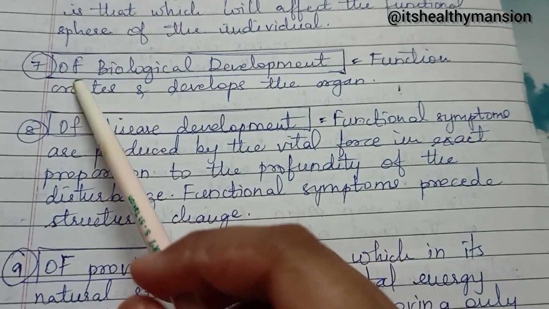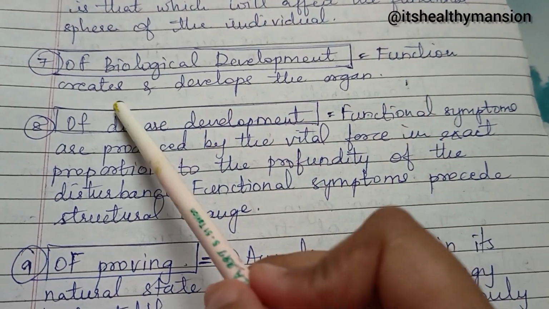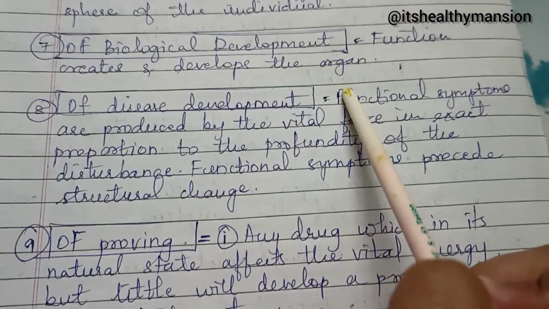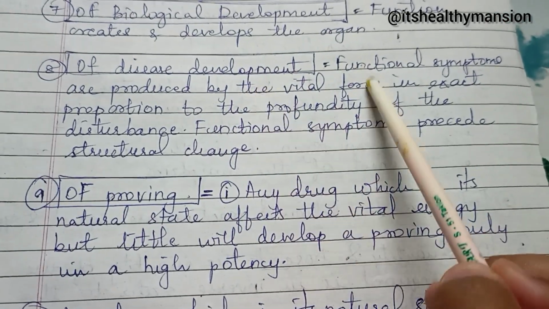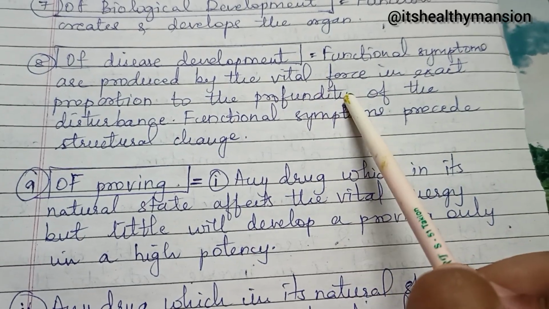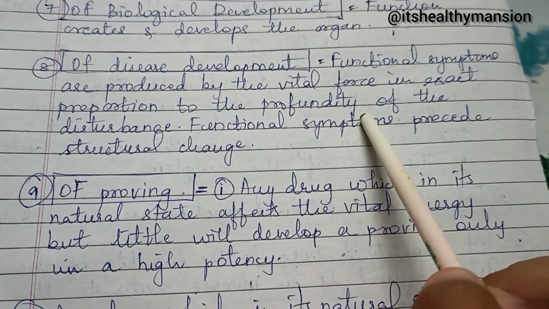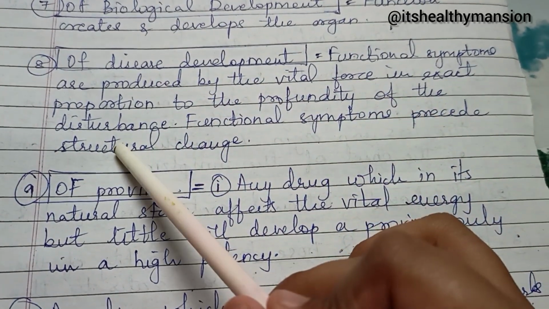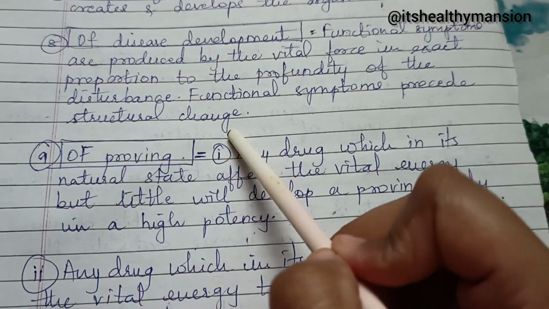Now next, the law of biological development states that function creates and develops the organ. The law of disease development states that functional symptoms are produced by the vital force in exact proportion to the profundity of the disturbance. Functional symptoms precede structural change.